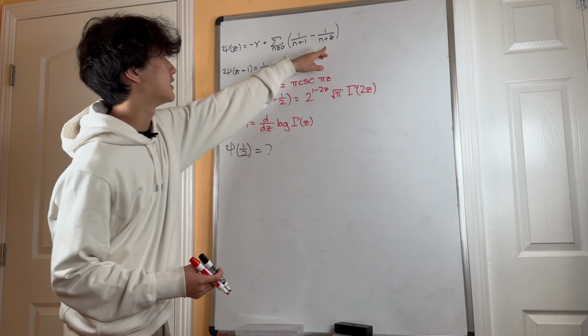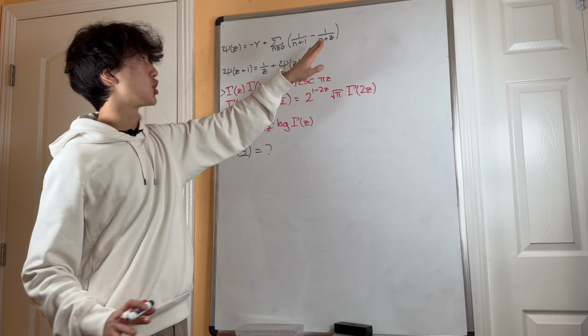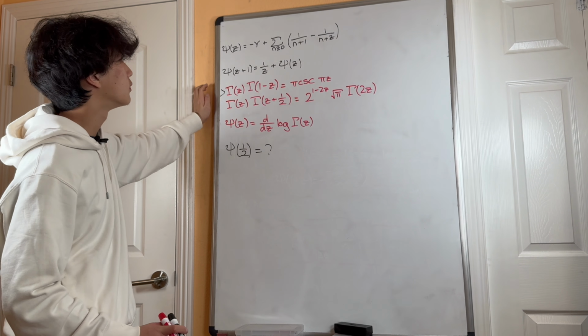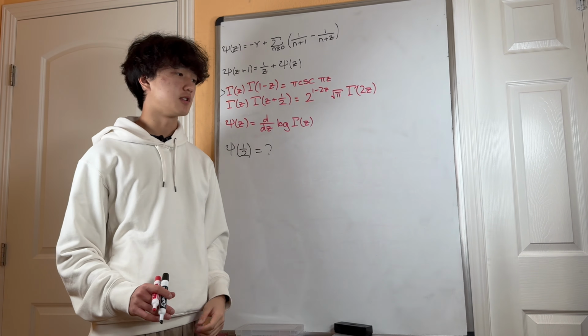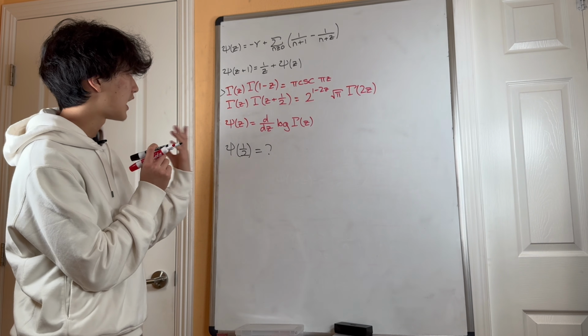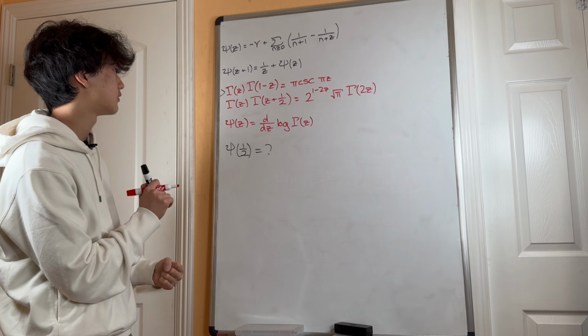If you plug 1/2 into this z right there, you don't get a telescoping sum. Okay, so it becomes a little bit fiddly to work with. And you also can't break up the sum because it does not converge absolutely. So how are we going to find digamma of 1/2?